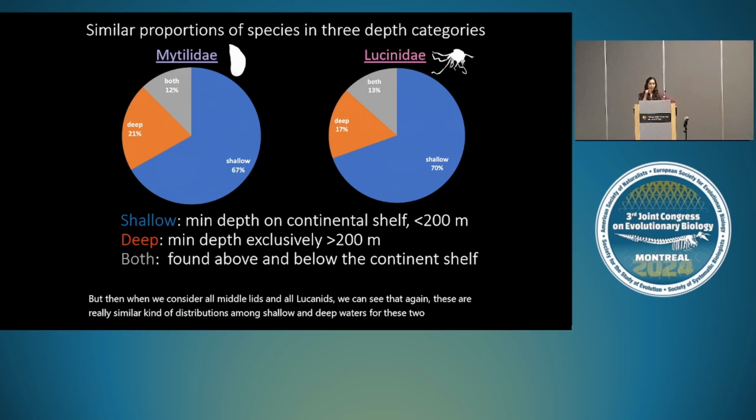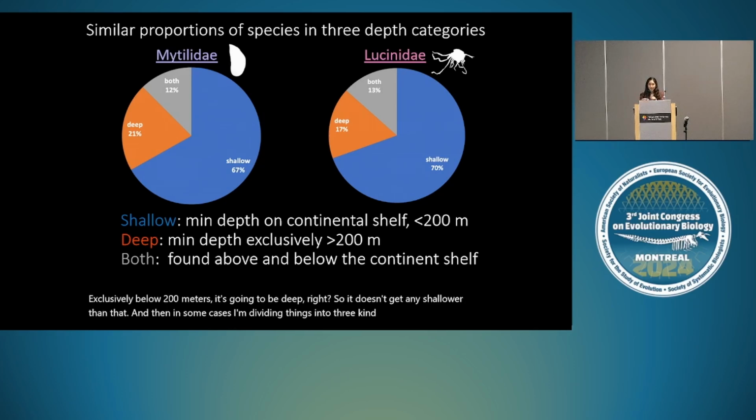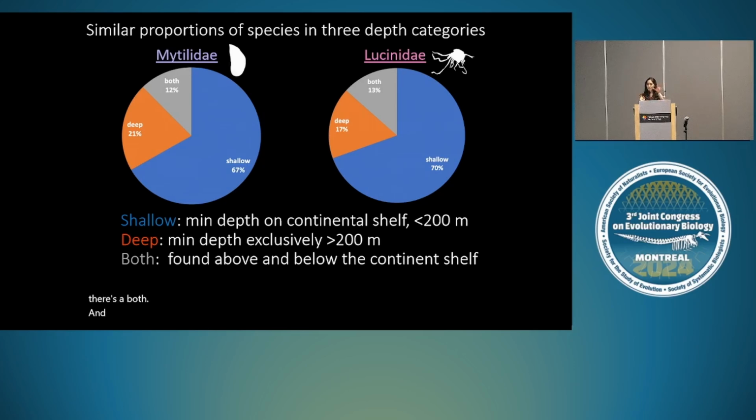To orient you, when I refer to shallow, I'm saying the minimum depth of the species is on the continental shelf, so it's less than 200 meters. If it is exclusively below 200 meters, it's going to be deep, right? So it doesn't get any shallower than that. And in some cases, I'm dividing things into three categories, and so there's a both. That means its minimum depth is on the continental shelf, but it's also making its way well into the continental slope or below.